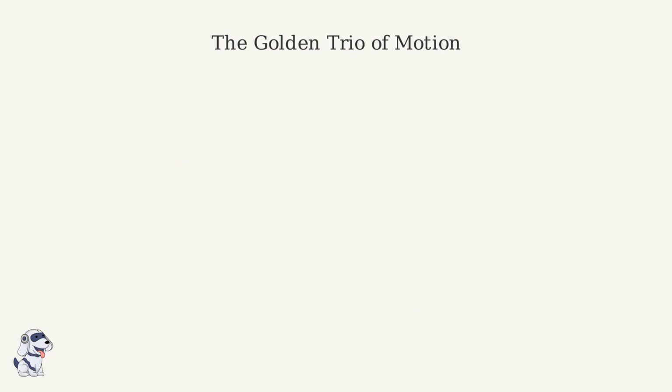Welcome to the heart of kinematics. To understand motion, we need to master the golden trio: position, velocity, and acceleration. Position, or s of t, tells us exactly where our object is at any time. Velocity, v of t, is the derivative of position.